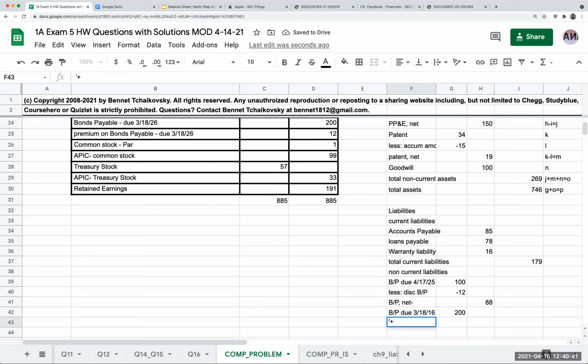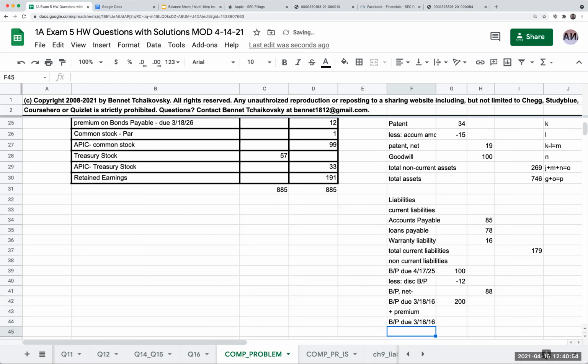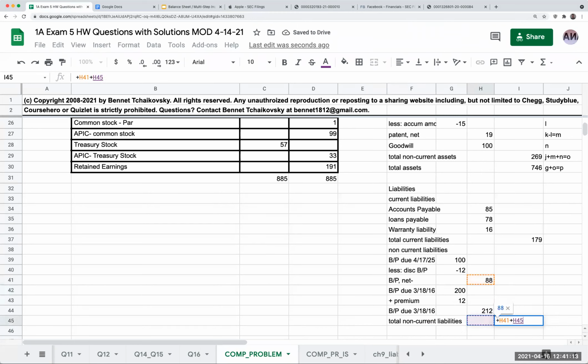With the premium, this is going to add on to the carrying value of the bond. Okay. So my premium is 12. When I add these up, I'm going to get a total of 212. So as I look at this, my total non-current liabilities is going to be, I should call this bonds payable carrying value.